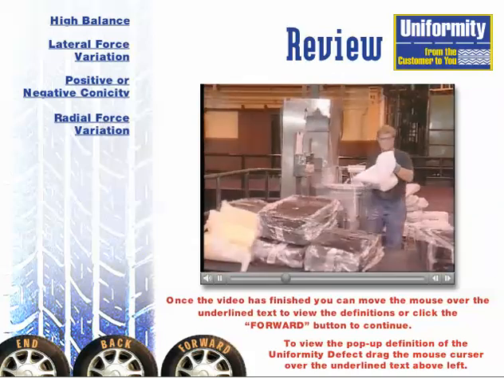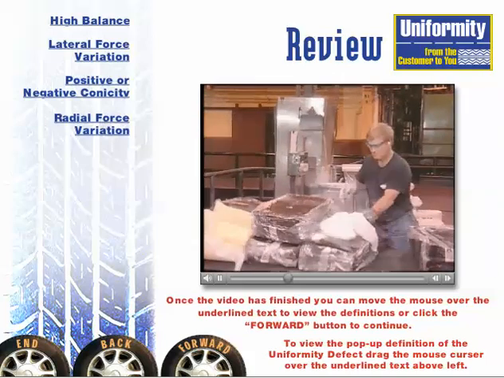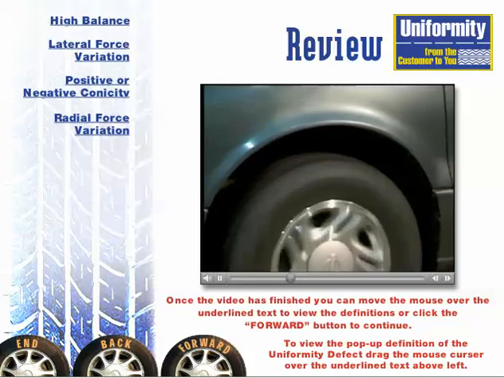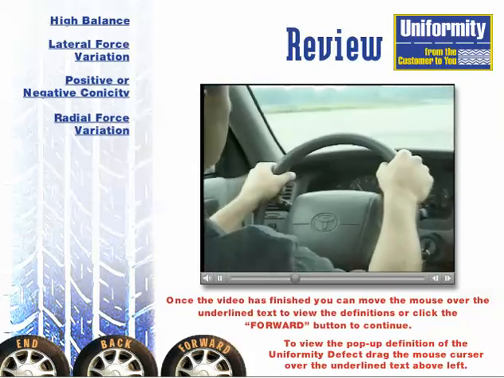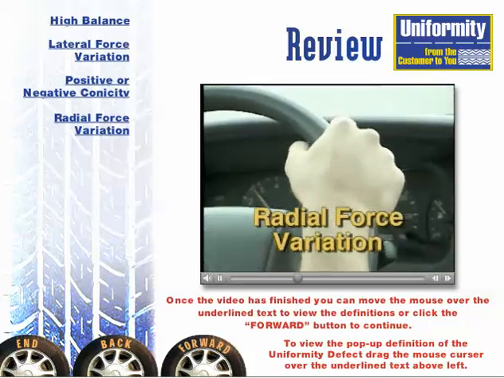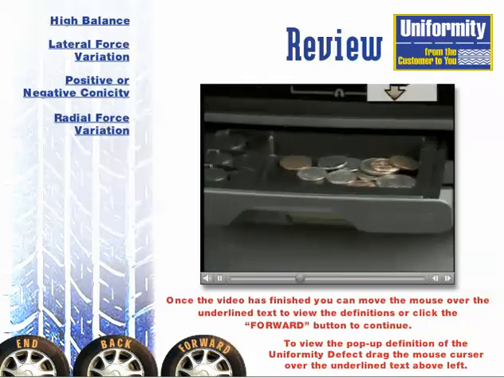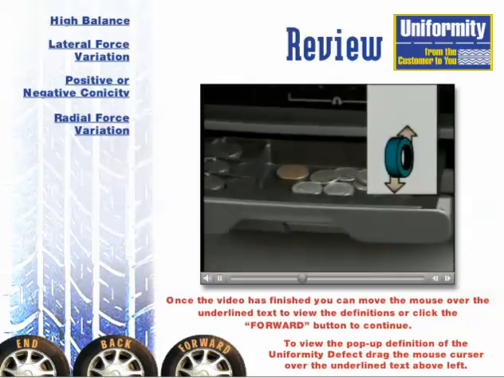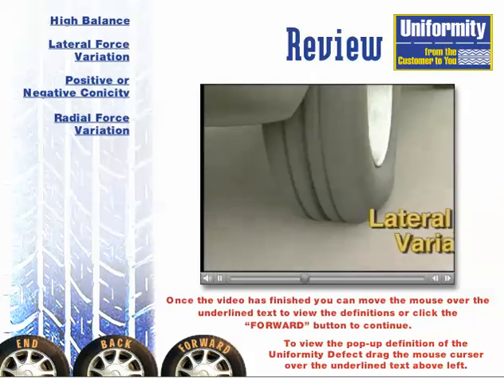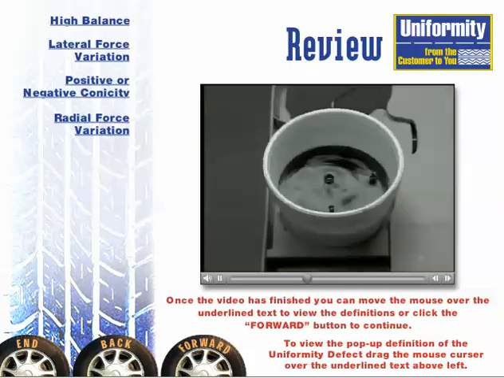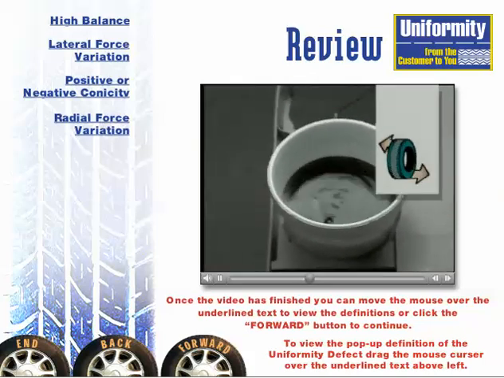Even minor variations in the process can lead to uniformity defects that can generate forces in ways that can be seen and felt by a driver. A tire with a radial force variation hits the road with varying pressure as it rotates, causing a bumpy ride. A tire with excessive lateral force variation has defects that cause it to wobble as it turns.